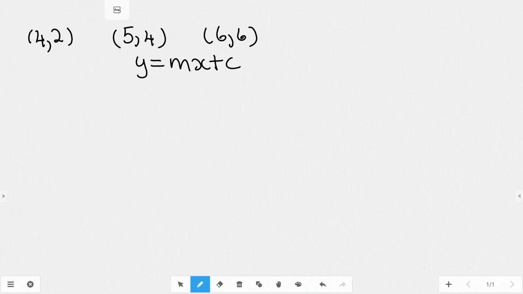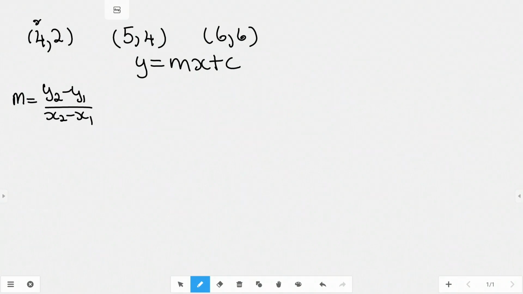Now in this example, we're given 3 points. We just need 2 of these points to be able to calculate the gradient. So it doesn't matter if you use the points (4, 2) and (5, 4), or (4, 2) and (6, 6), it doesn't matter. So we're going to use the first 2 points, (4, 2) and (5, 4). Again, first thing we need is to calculate the gradient. Formula, m is equal to y2 take away y1 all over x2 take away x1.